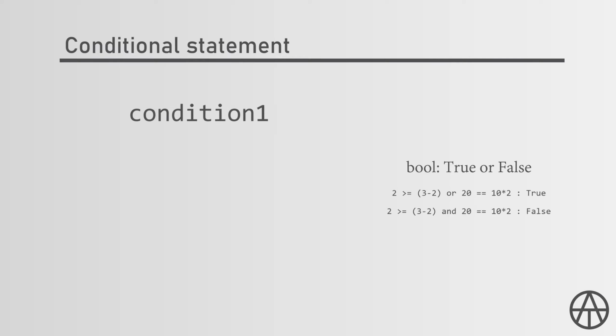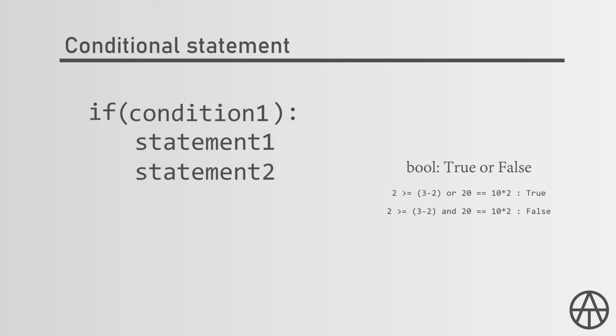The way a conditional statement works is very easy. We specify a certain condition or value that results in true or false and say if that condition is true, do what is specified here. The syntax is just as displayed, pretty straightforward. We say if, parentheses, condition 1, colon, a tab, statement 1 and statement 2.